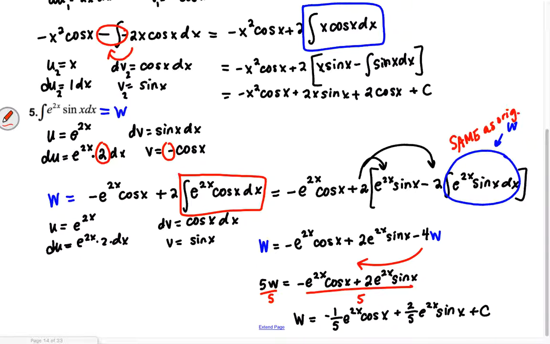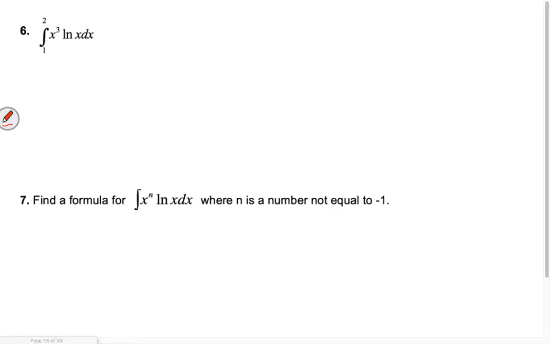How far would you have to go? Like in this class, how many times would we have to do it? Twice. Okay, that is the most. Yeah, in Calc BC, that's where you have the tabular method. So if you have to go like 5 times, 6 times, then you would do that.